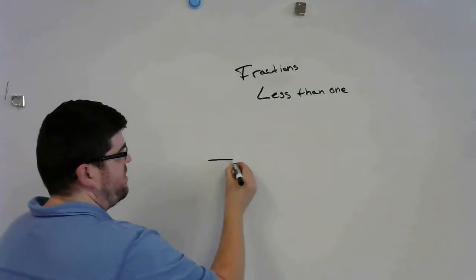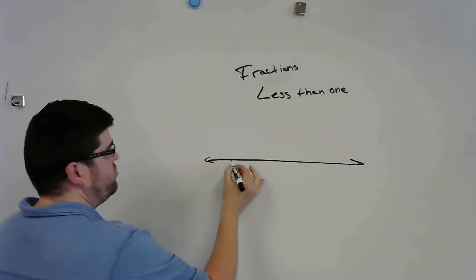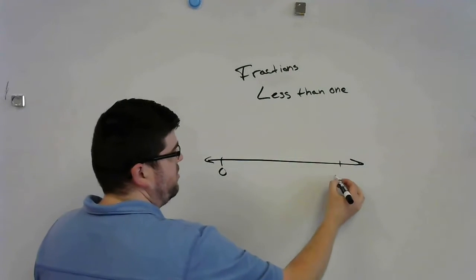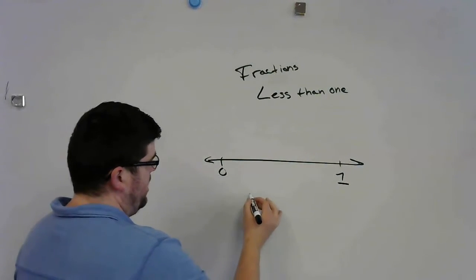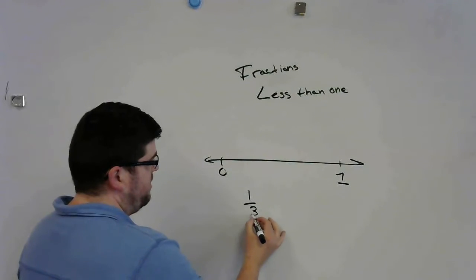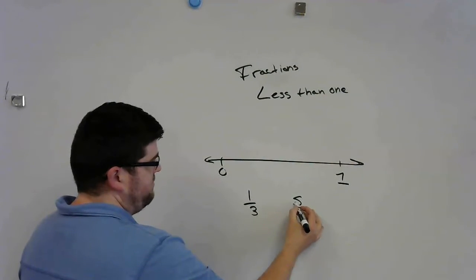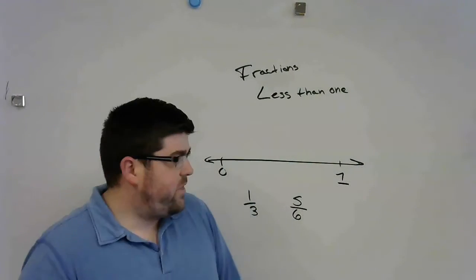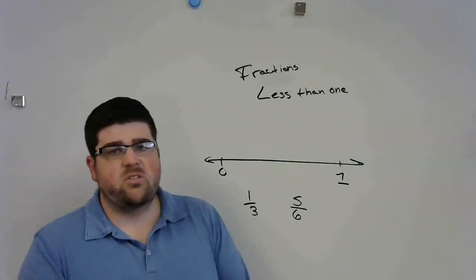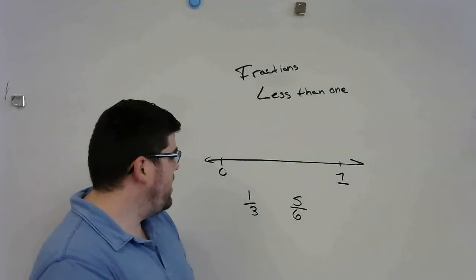Let's say I have my number line here again. I have 0, and I have 1 whole. And let's say I'm trying to compare 1/3 and 5/6.